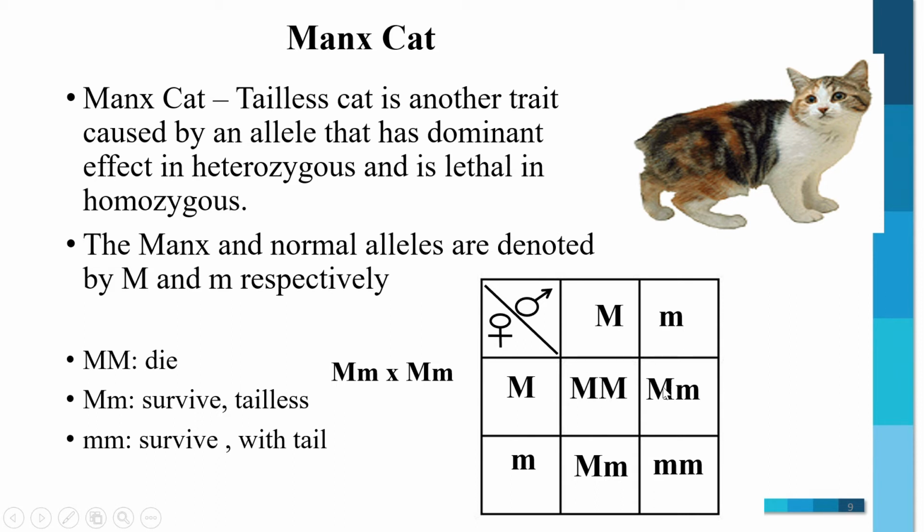So the heterozygotes will survive and will be tailless, will have no tail. Okay, but the small m, they will survive and they will have tail. So this is actually an example of lethal genes, and the ratio here will be 2 to 1. So 2 tailless and 1 with tail, because this one died off.